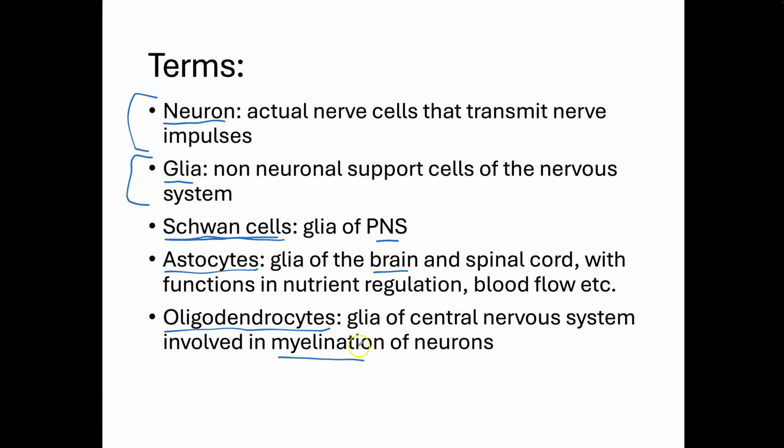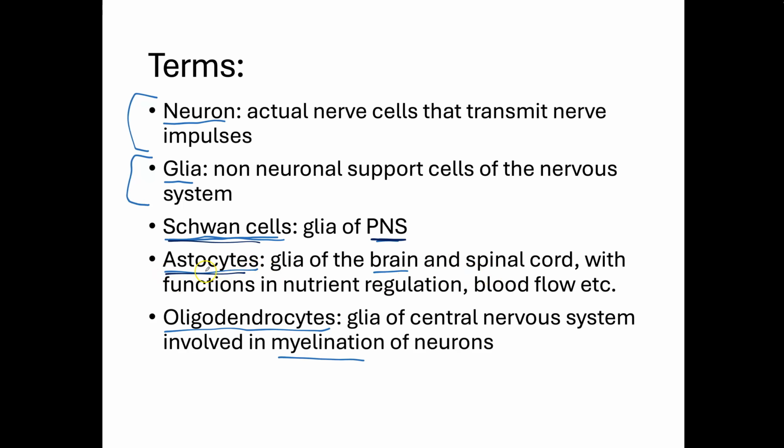I've included some terms here which I forgot to take the underlining off of. Neurons are, as you know, nerve cells that actually transmit nerve impulses, and glia are support cells that sometimes look very much like nerve cells, but they're not actually transmitting impulses. They are support cells. So Schwann cells are glia of the peripheral nervous system. So these are the nerves that are not the brain and spinal cord, but that connect with the brain or spinal cord, either sensory input or motor output.